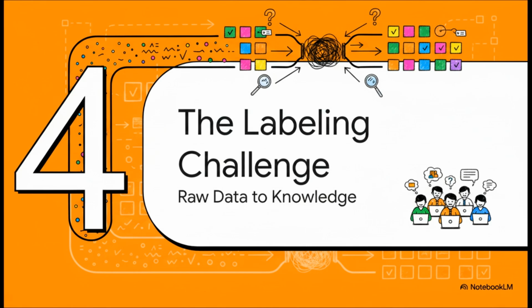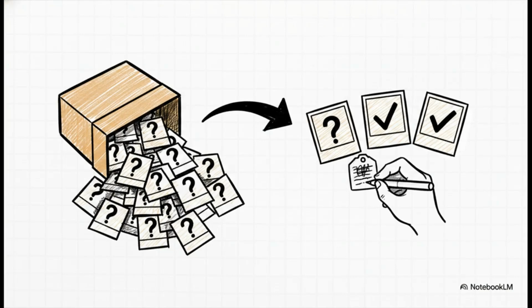All right, let's move on to the next critical stage in our pipeline, processing. And this is where we hit one of the biggest bottlenecks in all of machine learning, getting high-quality labels for our data. I love this analogy.